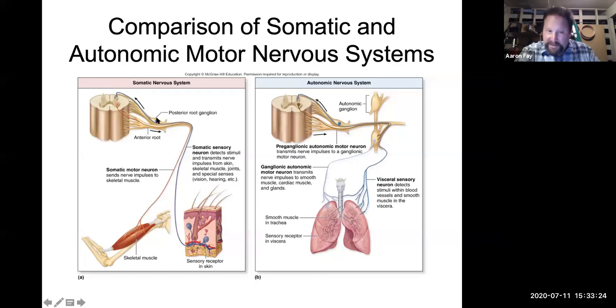Here in the posterior root ganglion, we have the cell bodies of, in this case, a somatic sensory neuron. The axon then is going to extend into the posterior rootlets and then into that posterior gray horn of spinal cord, right? That is our afferent pathway going towards the central nervous system.